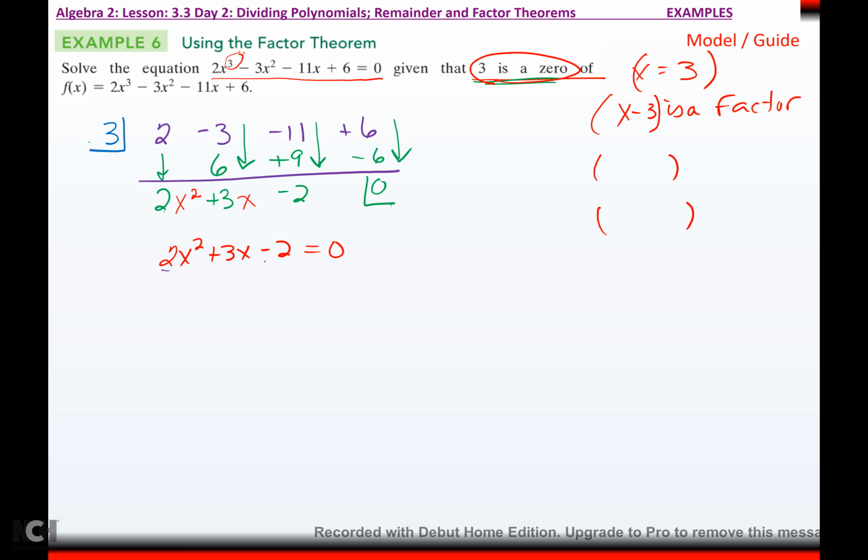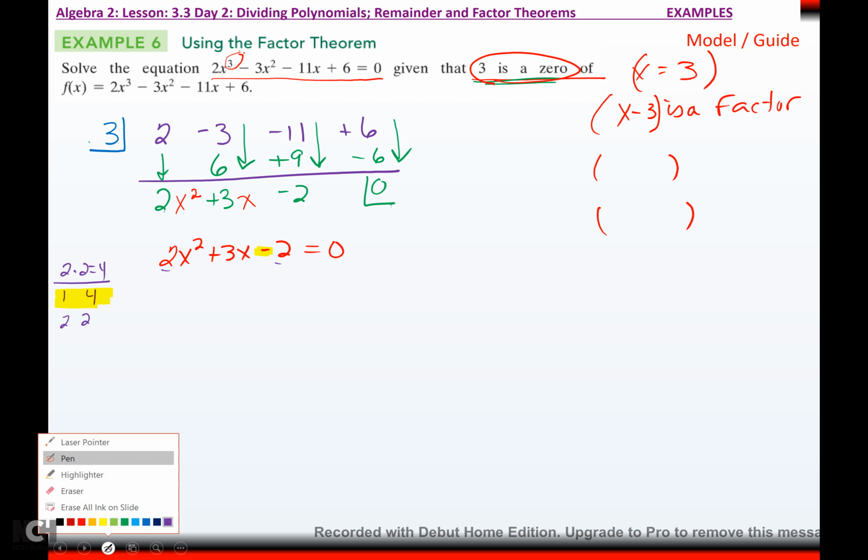So, A times C, 2 times 2 is 4. All the factors of 4: 1 and 4, 2 and 2. 1 and 4 will make 3 if I subtract. Okay?